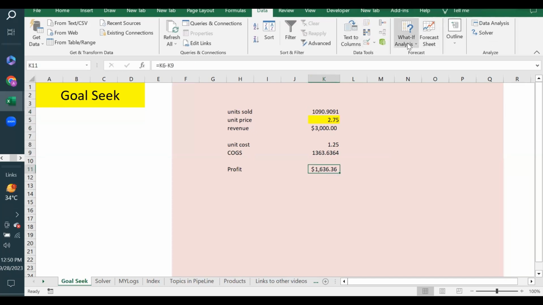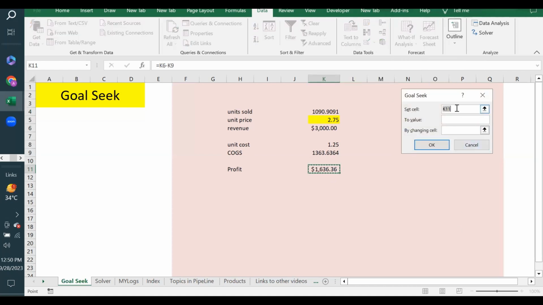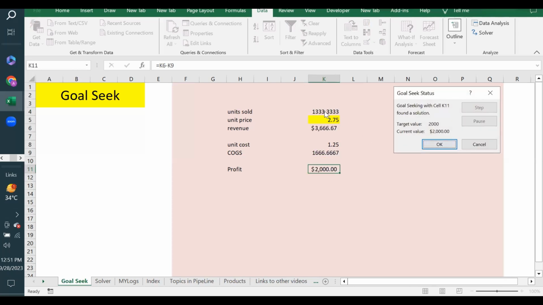So you will go to the What-If Analysis and click Goal Seek. This time your focus is K11, the profit, which you want to set to 2,000, by changing your units sold, while keeping all the other factors unchanged, ceteris paribus. When you click OK, you've got to sell 1,333 units with this unit price and unit cost in order to get a profit of $2,000. So this is wonderful.